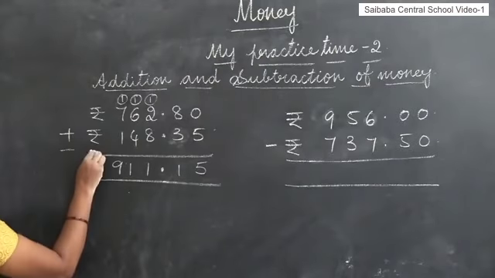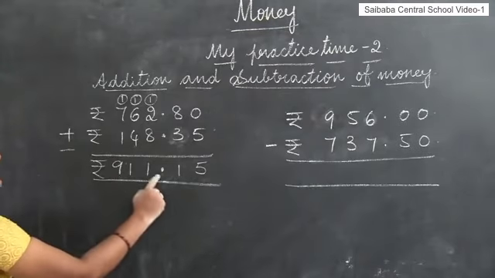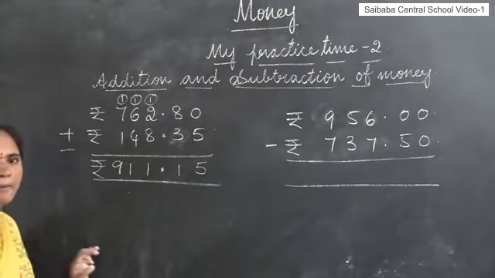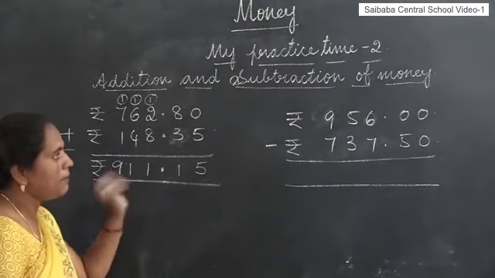Now, which symbol are we seeing here? Rupees symbol. So you also keep the rupees symbol. Now, what is the amount? 911 rupees 50 paise. Don't forget to keep this point. This is very, very important.